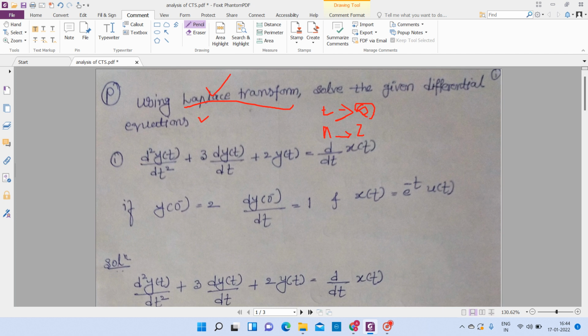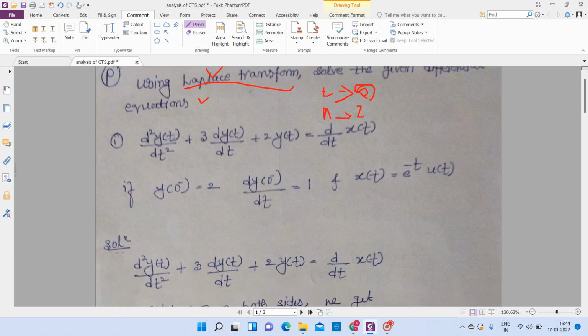In our exam, usually these types of questions are asked by the examiners. So this is one of the differential equations. If it is in the time domain, the mathematical equation is in the form of a differential equation. If it is in the discrete domain, it should be a difference equation. I think you know that very well.